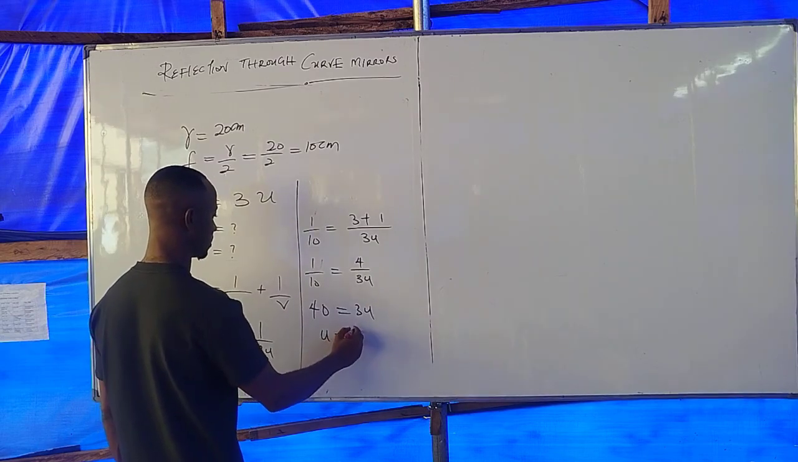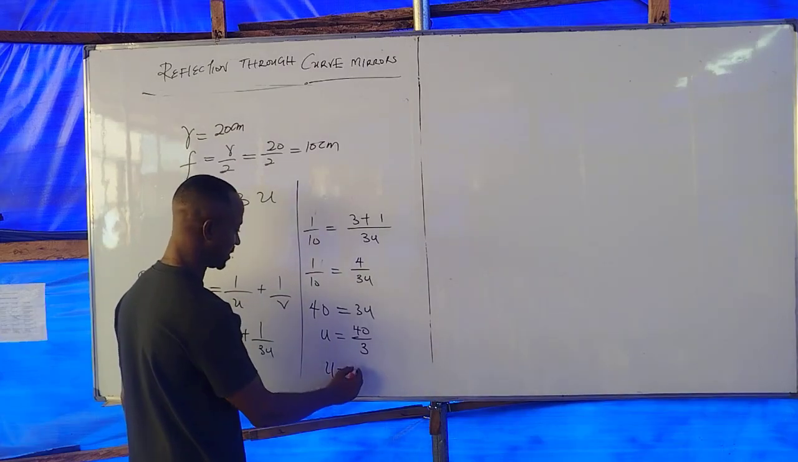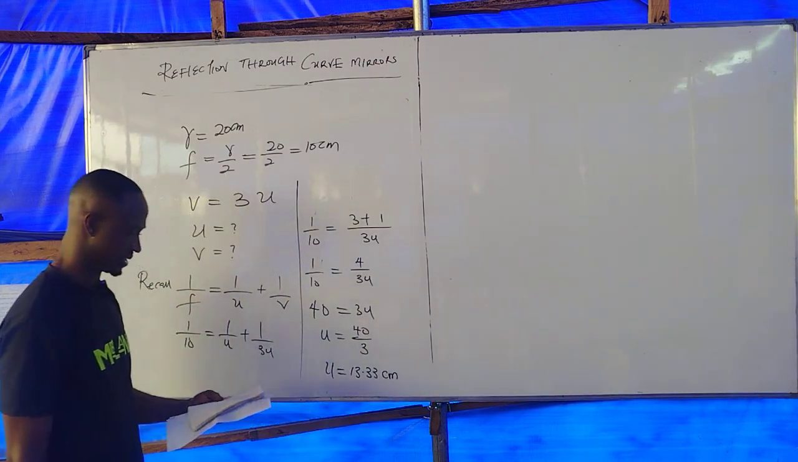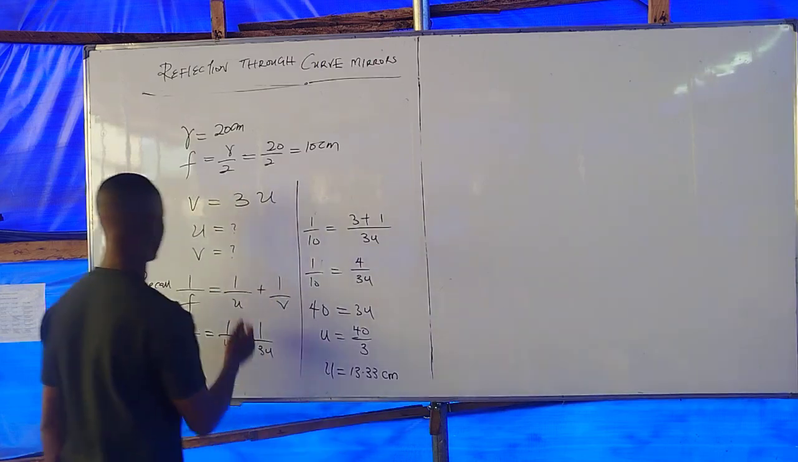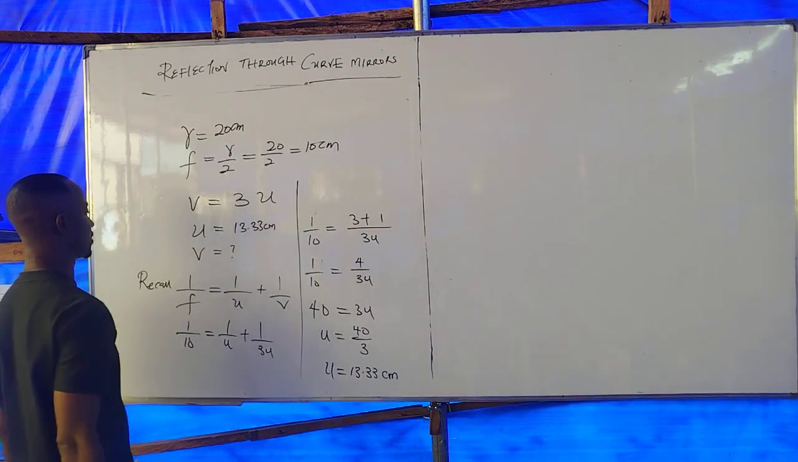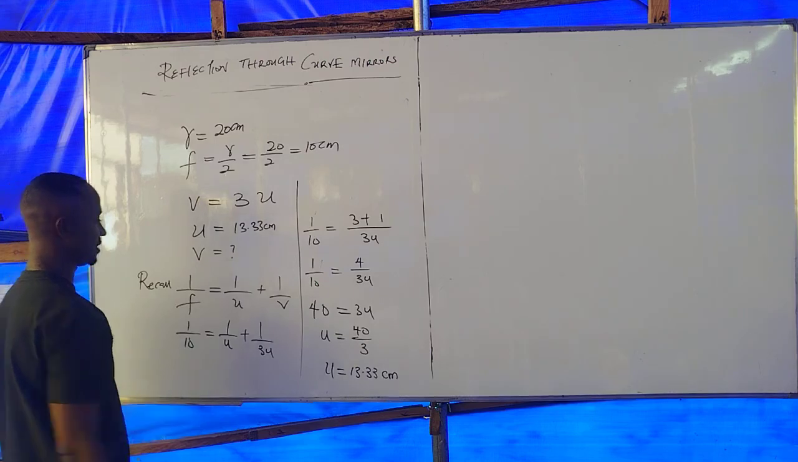So our u becomes 40 divided by what? 3. Therefore, our u should be about 13.33 centimeter, right? 13.33 centimeter. Okay, this is our value of u. We have gotten our u as 13.33 centimeter. Then the next one says, find your v. We have to find the image distance as well.